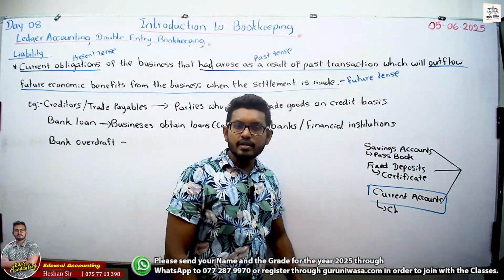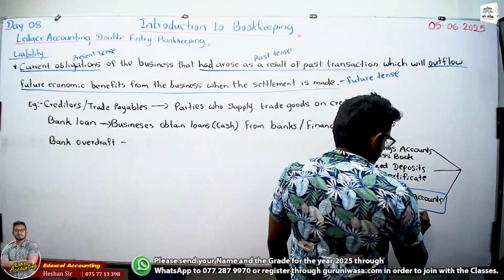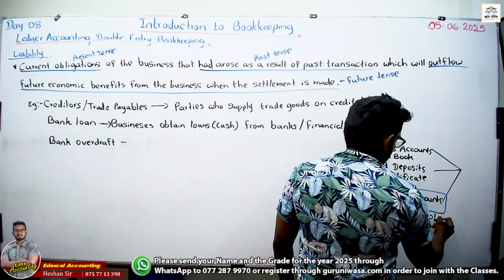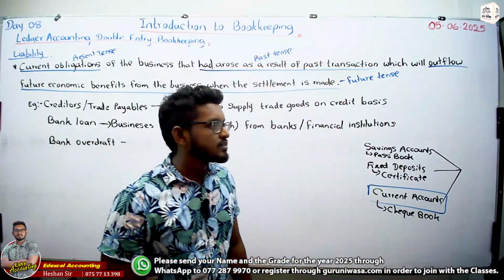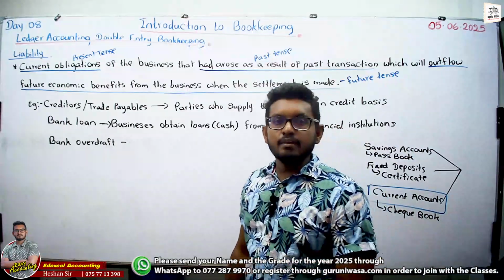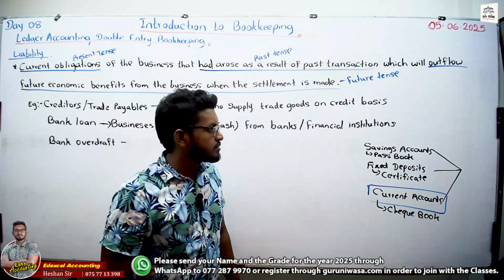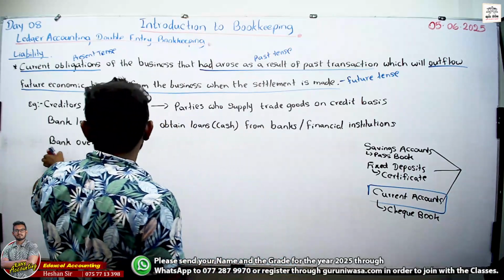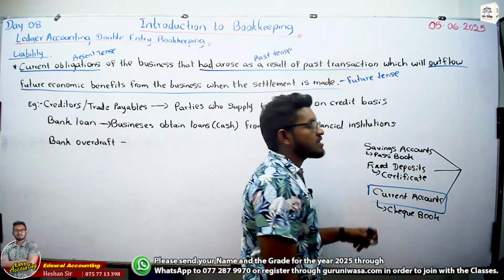But once you open a current account, you get a checkbook, right? So you can issue checks. Have you ever seen a check, right? A check is a kind of a payment gateway. You can do some payments via checkbooks. Now let's come to the bank overdraft. Bank overdrafts are related with current accounts.